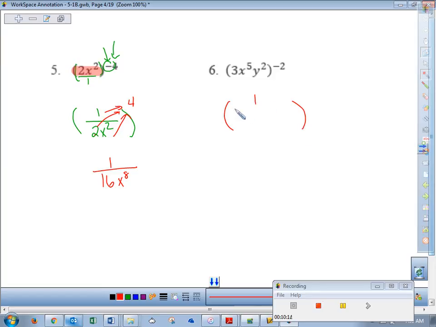It would be 1 over 3x to the 5th y squared. And the exponent on the outside now goes from a negative 2 to a positive 2. All the negative part meant was reciprocate the base. Now, square everything in there.